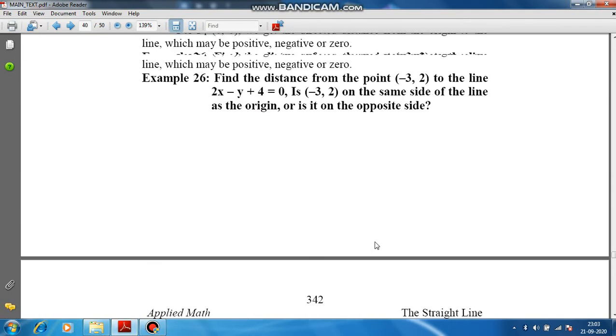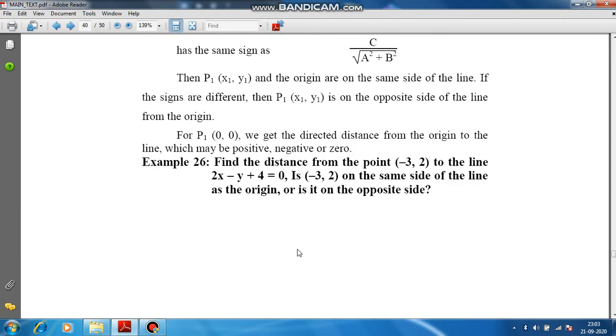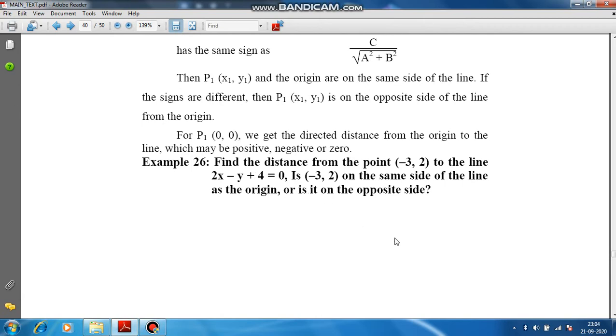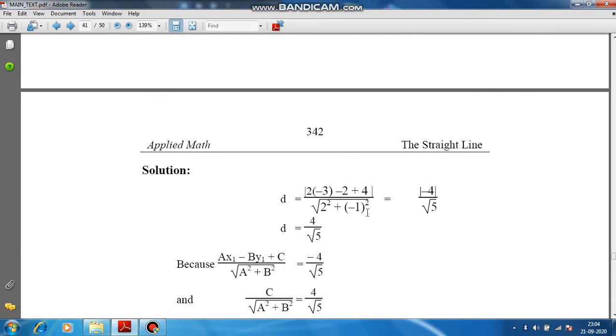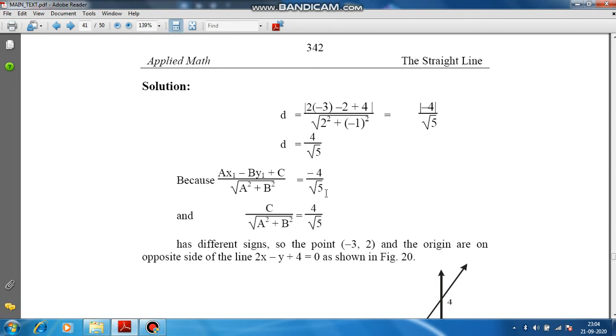By the formula for distance we know that the distance becomes 2 into minus 3 minus 2 plus 4, divided by square root of 2 square plus 1 square, which is equal to 4 by root 5. So this is the distance, but its value is minus 4 upon root 5, and taking the modulus we get 4 upon root 5.